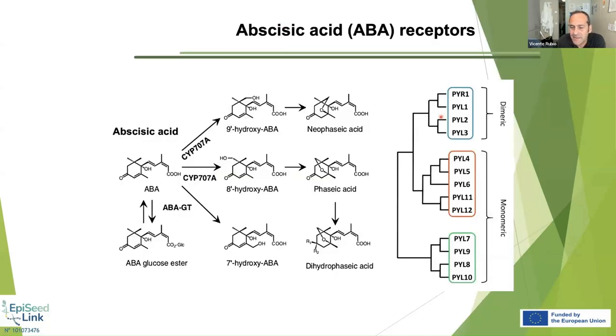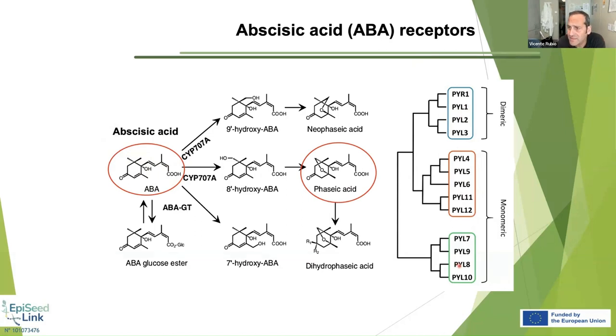As David said, there are 14 members of the PYR/PYL family of ABA receptors in Arabidopsis, a similar number in monocots, for example in rice, and they are going to perceive mainly abscisic acid. It has also been shown that some of them could also recognize phaseic acid, which is a degradative product of the catabolism of abscisic acid. But the physiological phytohormone is abscisic acid. And there is therefore some functional redundancy between them.